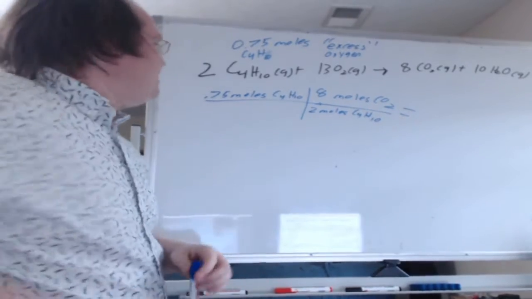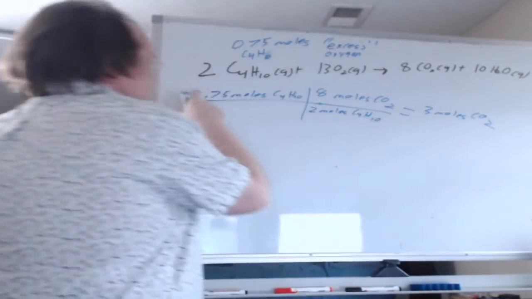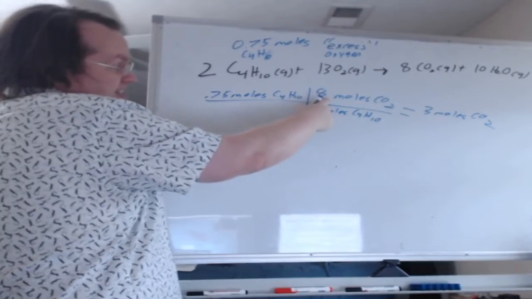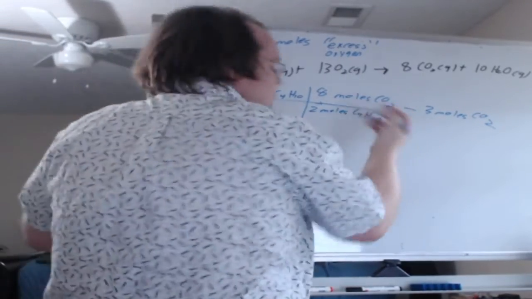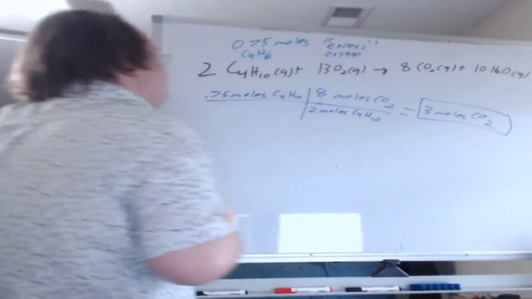Oh well. So if we do this, we will make 3 moles of CO2. Now, as a side note, that's because 0.75 is 3/4. 3/4 of 8 is 6. 6 divided by 2 is 3. But you don't have to do that. You can put it in the calculator and say, okay, so we made 3 moles of CO2.